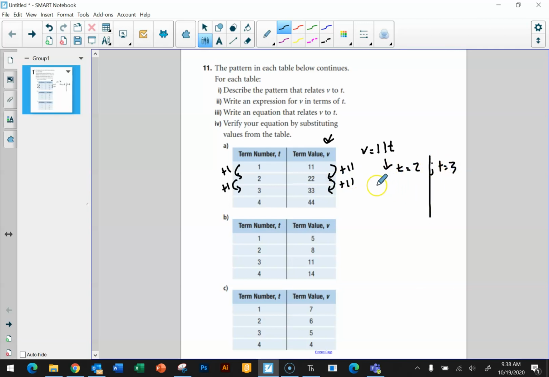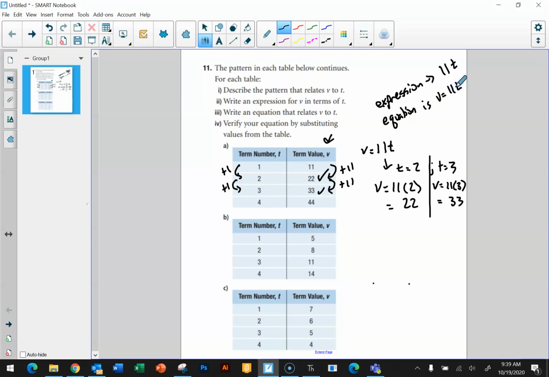So if we test it with t equals 2, we've got v equals 11, and then we just substitute in the t number. Okay, so this time it would be 2, so v equals 22, and that checks out, right? So that checks. Then let's check with t equals 3. Well, it would be v equals 11 times the t, which is 3, which equals 33. So if we check our chart, 3, 33, that one checks out too. So our expression is 11t, okay? The equation is v equals 11t.